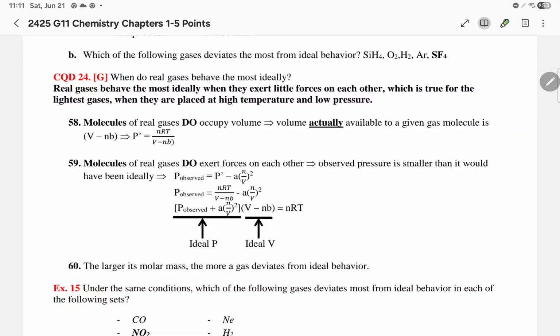Now, molecules of a real gas do occupy volume. The volume actually available to a gas molecule is volume minus nb, so P equals nRT over V minus nb. And they actually do exert forces. The observed pressure is smaller than it would have been ideally. I don't know if this needs to be memorized though. So P observed is P prime minus a times n over V squared.